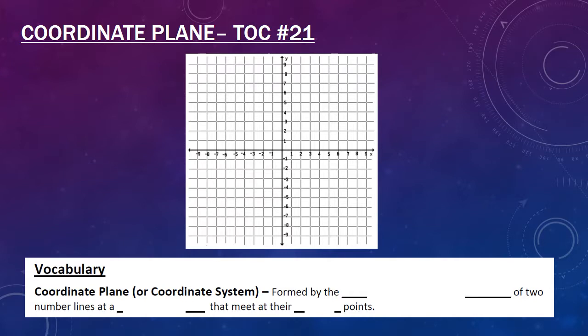If you look at the bottom of your page, we're starting with that first term, the coordinate plane, or sometimes it's called the coordinate system, and that is formed by the intersection of two number lines at a point that meet at their 0 points. And their 0 points are right here where that green arrow is pointing in the middle, and we have the horizontal number line that we're used to that goes from negative to positive numbers.